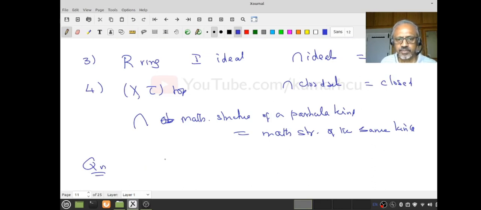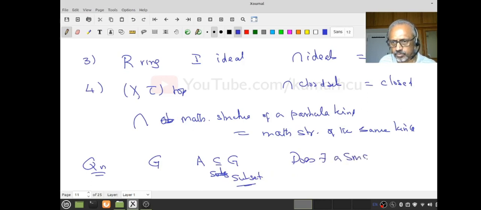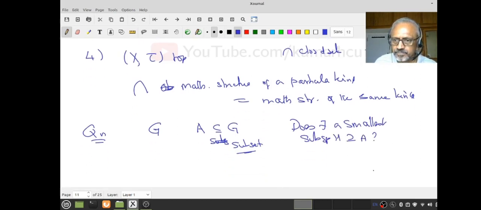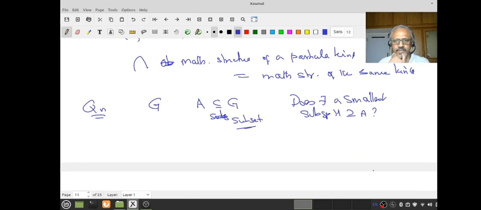For example, take a group G, and suppose A is a subset of G. It's just a subset. Please remember, I am not talking about a subgroup. Then I can ask, does there exist a smallest subgroup H containing A? In particular, you can ask when A is a singleton. But let's not worry about it. Now, how do you answer?